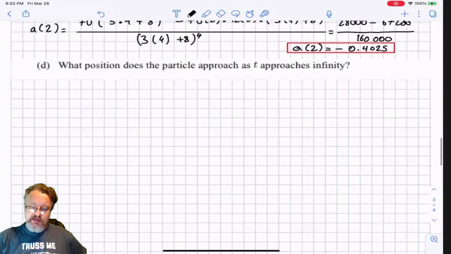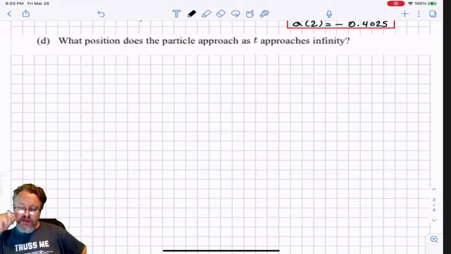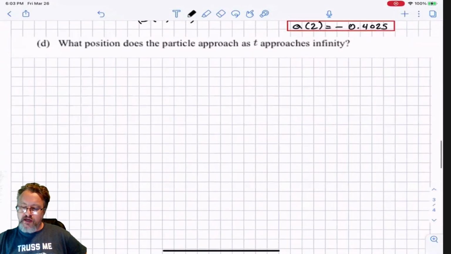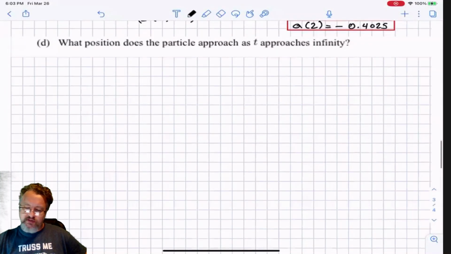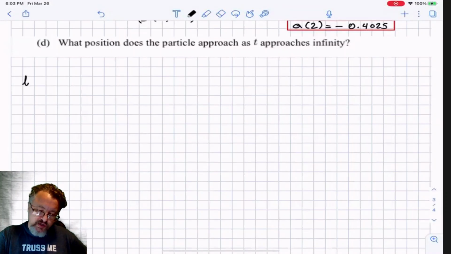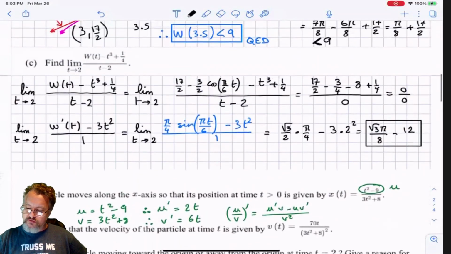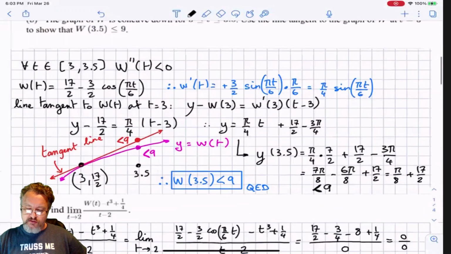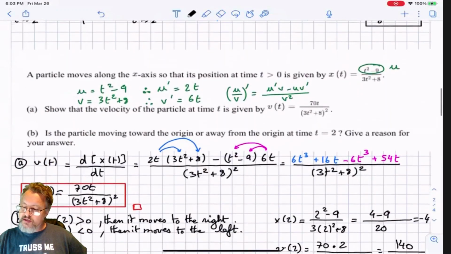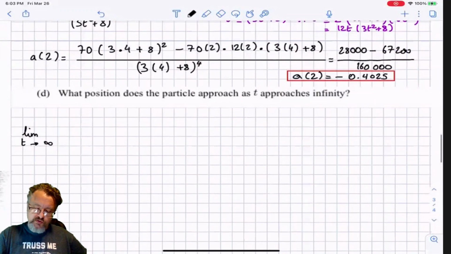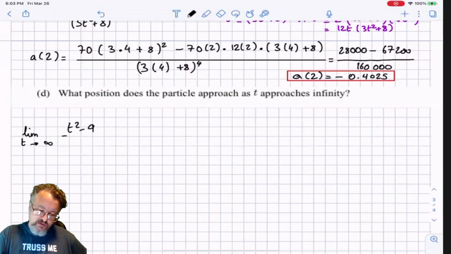All right. Last question of this video. What position does the particle approach as t approaches infinity? So basically, the question is, what is the limit as t approaches infinity of the position? So we're going to take our position function right here, which was t squared minus 9 over 3t squared plus 8.